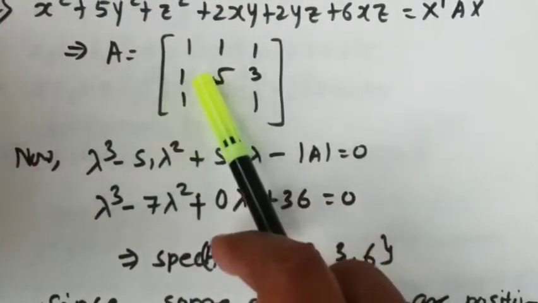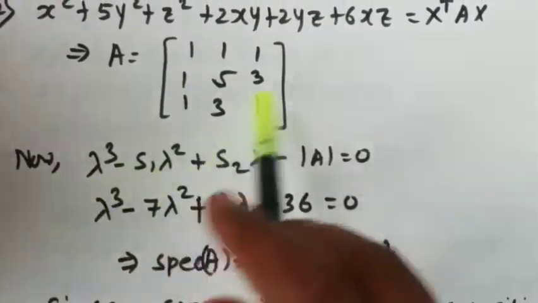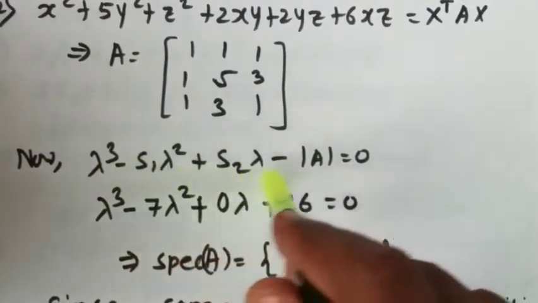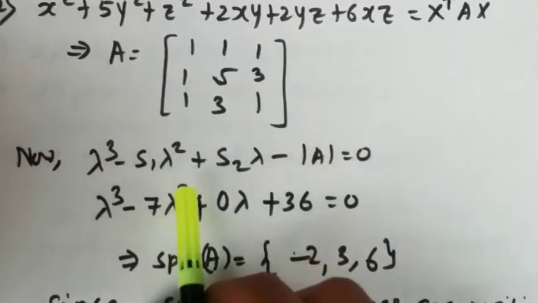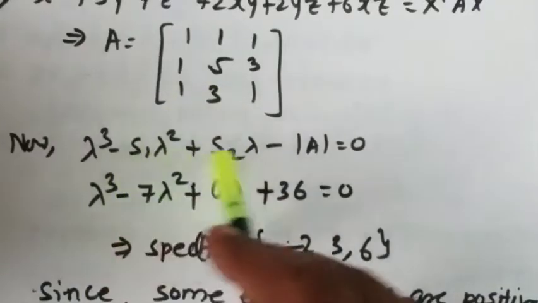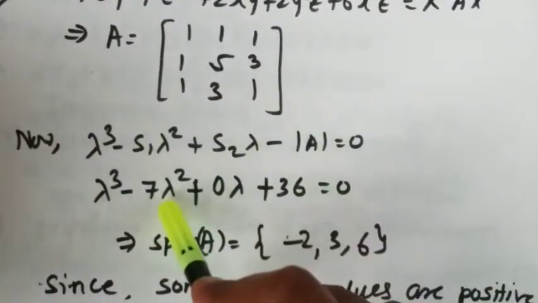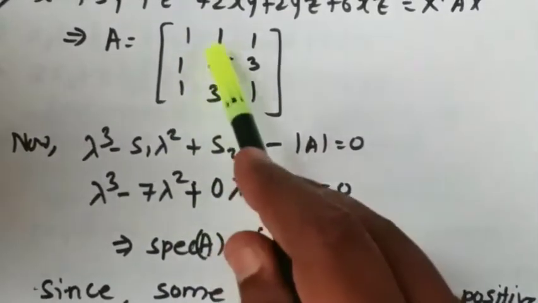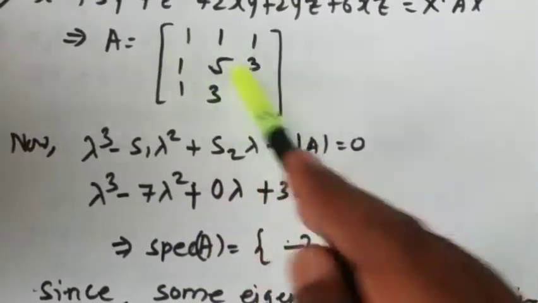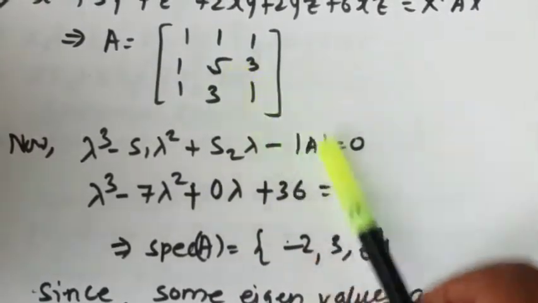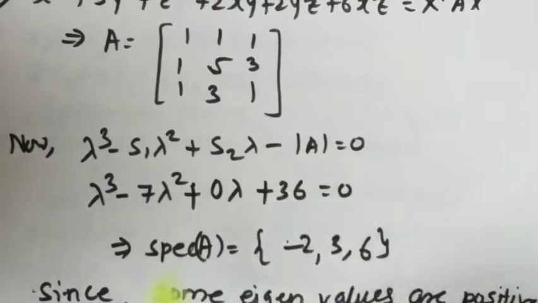Now once you get the matrix, determine the characteristic equation, as it is a 3 by 3 matrix in all the examples. So this is the formula for determining the characteristic equation: lambda cube minus s1 lambda square plus s2 lambda minus the determinant of A equal to 0. After doing the calculation of s1, s2 and determinant, you get s1 equal to 7, which is the addition of the diagonal entries. S2 will be the sum of the minors of the diagonal entries, so it will be equal to 0. And the determinant of this matrix will be minus 36. So minus minus will become plus 36.